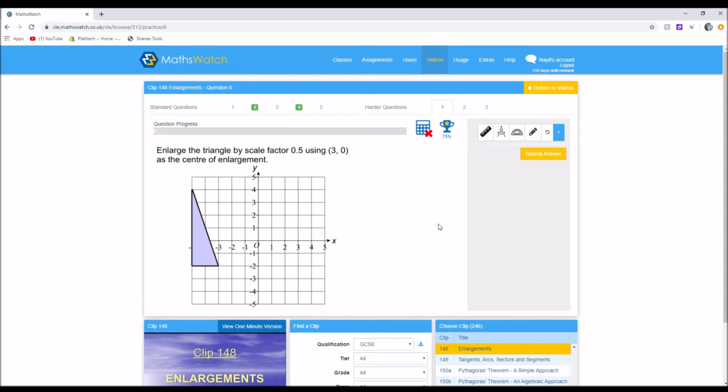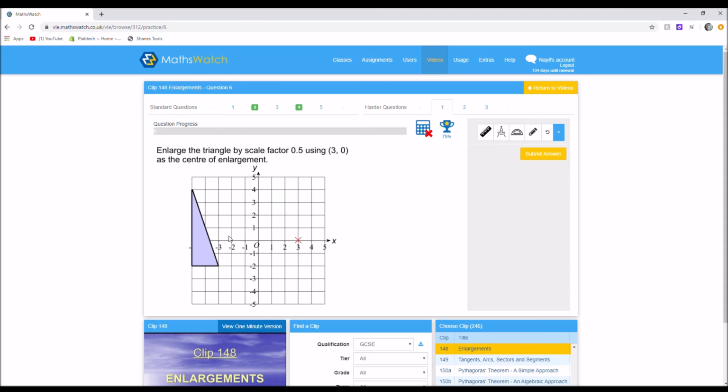Let's try a harder question. So we want to enlarge this triangle by a scale factor of 1/2 using 3, 0. So the first thing I'll do is I'll put a point at 3, 0. So what we want to find out is how to get from 3, 0 to each point of our triangle, then we want to enlarge that by 1/2. So to get to this point down here, we're going 3, 6 across, and then 2 down.